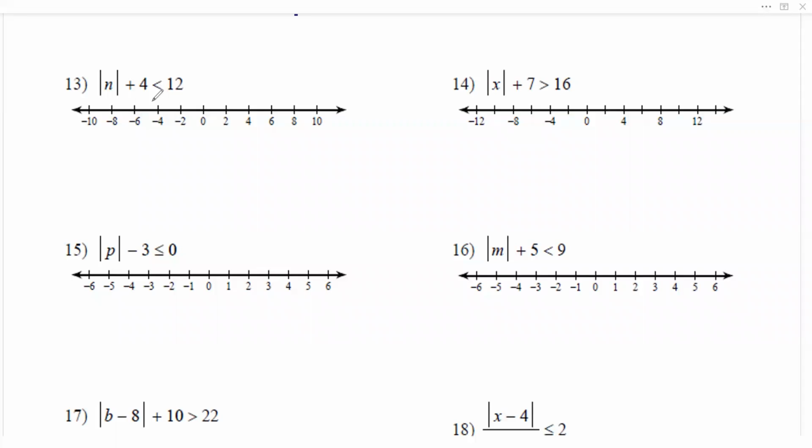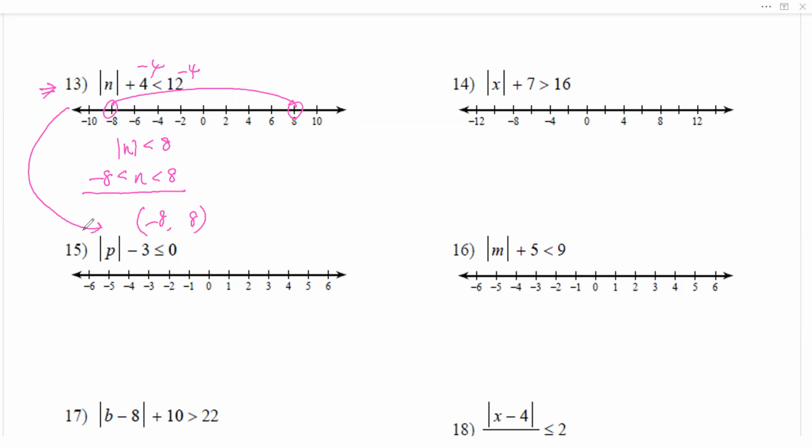All right, let's go here. 13. So for the absolute value, subtract 4 from both sides, all right? So you get 8, right? So absolute n less than 8, greater than -8. -8, 8 in between, right? So -8, 8 in between. So let's write the interval notation.